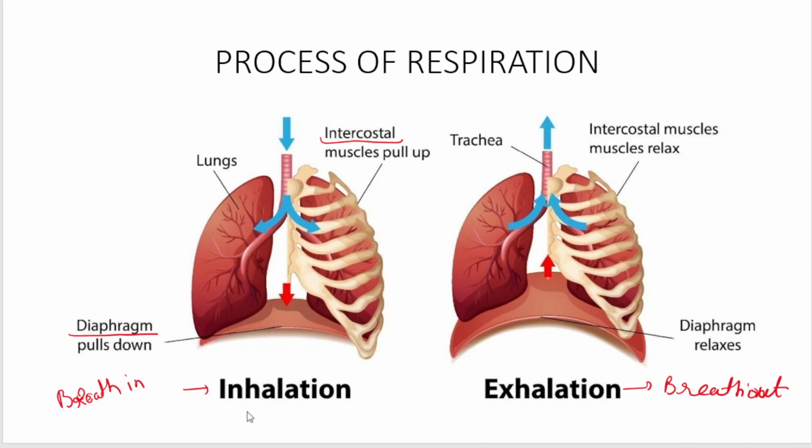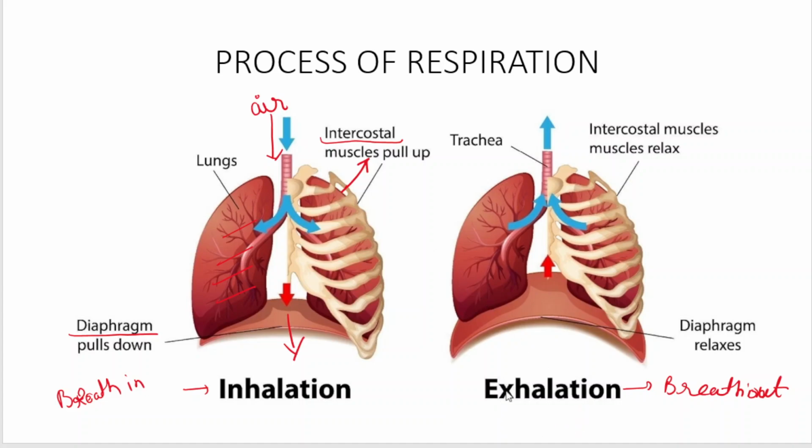At the time of inhalation, the diaphragm and intercostal muscles both contract. When the diaphragm contracts, it pulls downward, and the intercostal muscles pull upward. This creates a vacuum inside the lungs, and this vacuum pressure fills the air into the lungs.